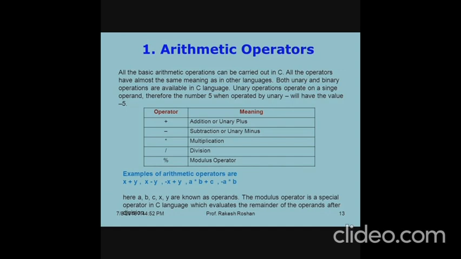Unary operations operate on a single operand. Therefore, for the number 5 as operand, the unary minus will have the value of minus 5. For example, addition, subtraction, multiplication, division and modulus operators. These are also binary operators.